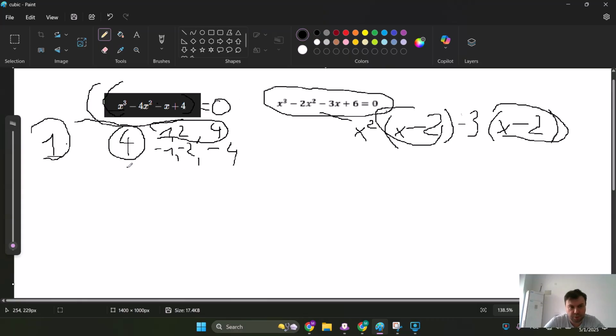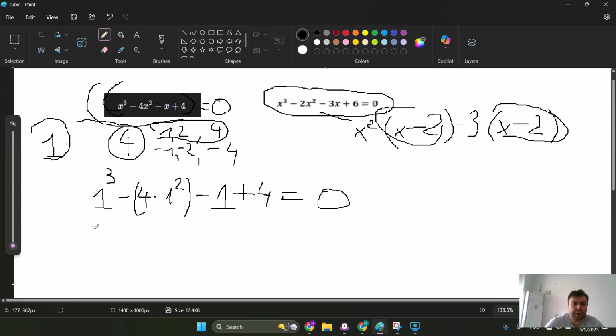So let's try with number 1 first. So we choose number 1 and substitute x with 1. So we write 1 to the power of 3 minus 4, times 1 to the power of 2. We can write it in brackets, minus 1, because here we have only 1x, and plus 4. It should equal 0.